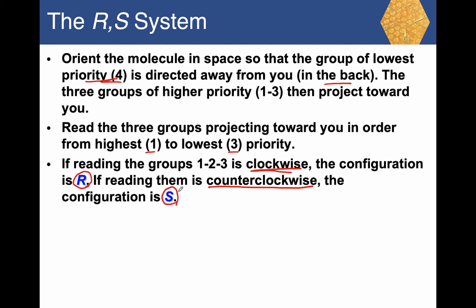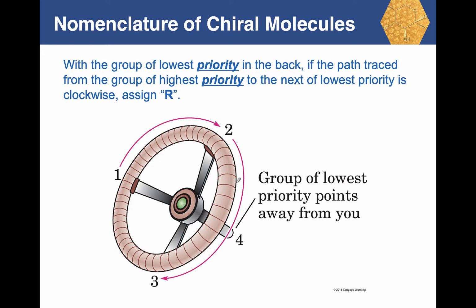So let's see what that means. Here's an example. This is not a clock, but a steering wheel, for example, but same concept. So if you go 1, 2, and 3, it's an R.